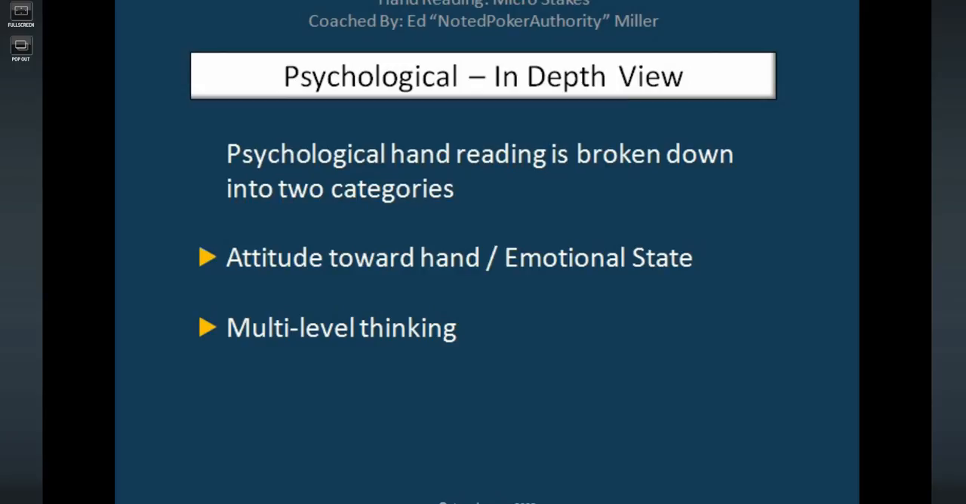This is a concept most of you are probably familiar with, but maybe haven't gone through logically and step by step and thought exactly about the implications multi-level thinking has on hand reading. Because the thing about multi-level thinking is you have to get into your opponent's brain and try to figure out what level they're thinking on. By multi-level thinking I mean, you look at your hand, is your hand good or not? That's level 1.